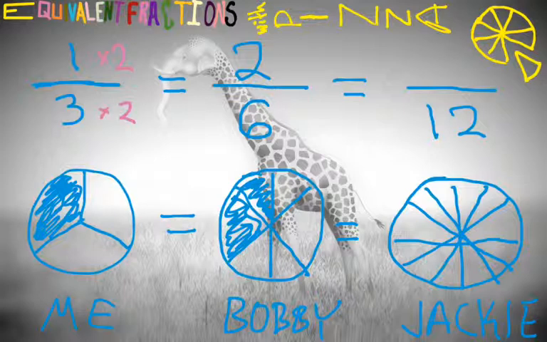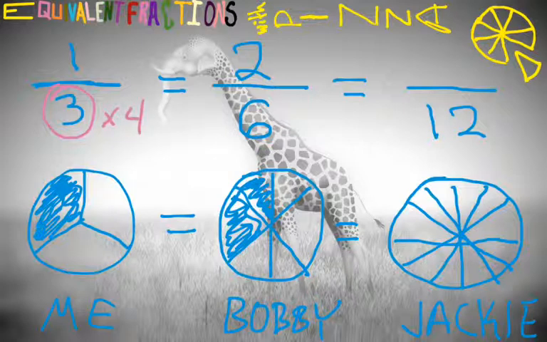Well, over here, we have Jackie eating this pizza. Now, instead of multiplying my 1/3 by 2 over 2, we can multiply it by a different number. What would be a number? How many would we have to multiply 1/3 by to get a denominator of 12? Well, all we have to do is think about our 3 here, our denominator. 3 times what equals 12? Well, we know 3 times 4 equals 12.